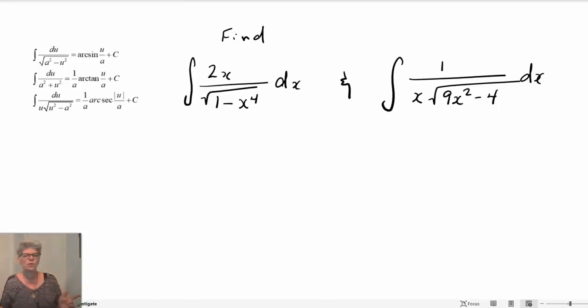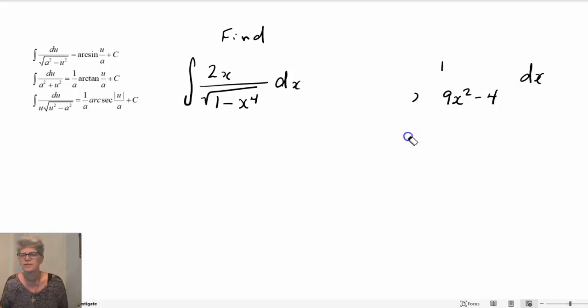Okay, in this recording, we're going to be looking at integrals that yield inverse trig functions. We're going to be looking at these two examples. So right now I'm just going to erase that second one. We'll just start on the first one.